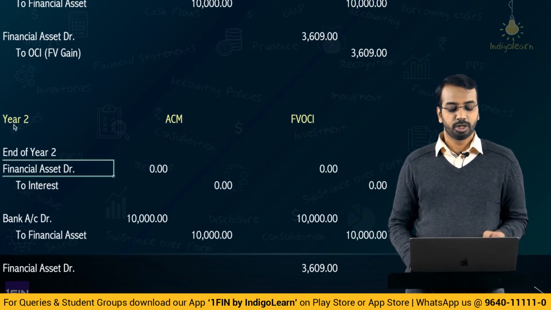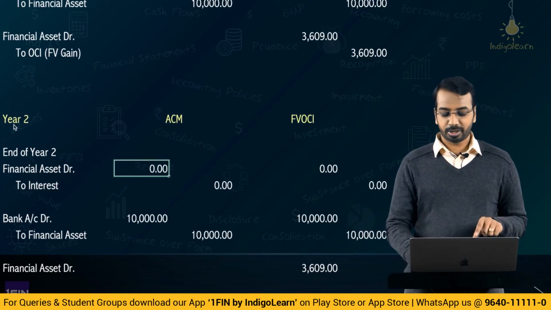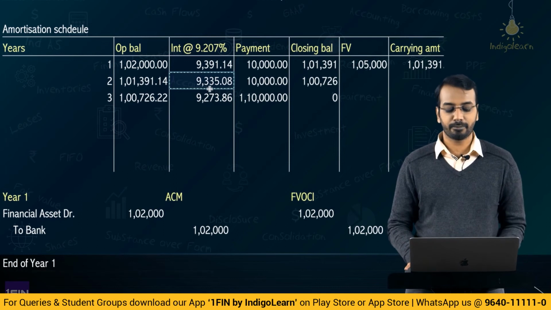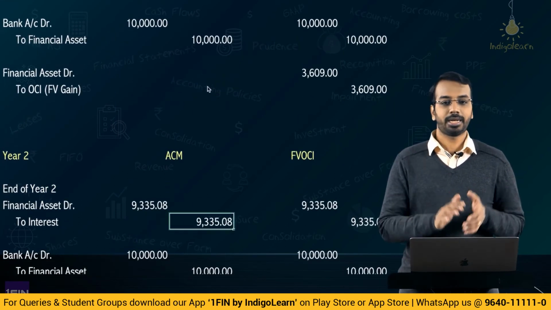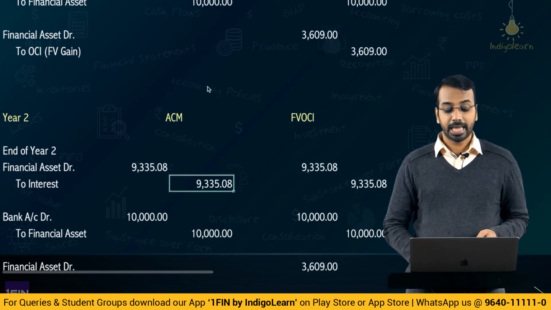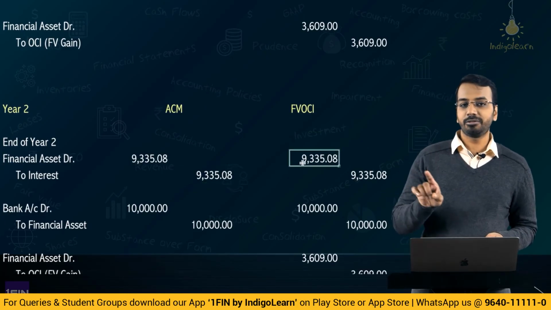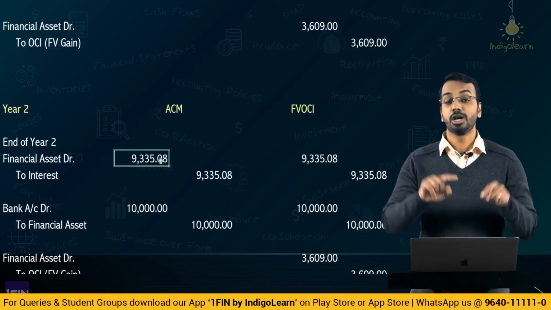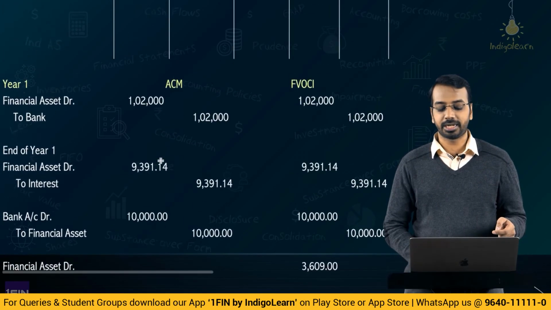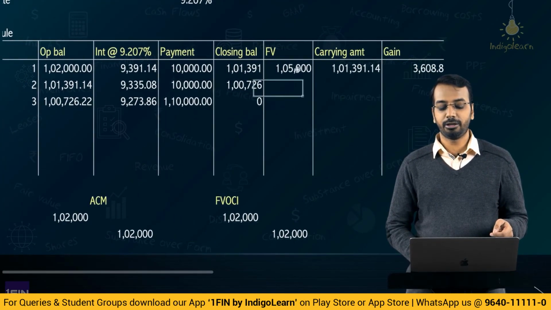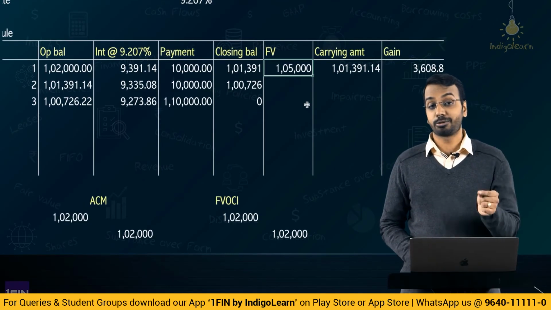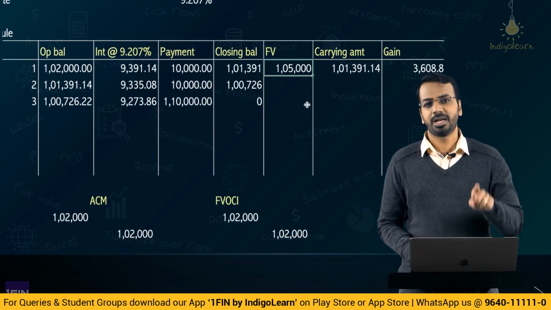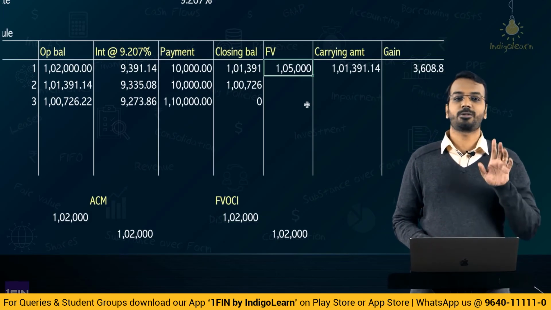End of year 2, you will again have to recognize interest. Under amortized cost method, you have already computed the interest, which is 9335.08. You will follow the same 9335.08 as the interest, and under FVOCI, even here interest will be on 9335.08. Don't do the mistake of calculating interest on the fair value at the end of year 1. You will, as I told you earlier, calculate interest using the effective interest method as if you are doing it under amortized cost method.